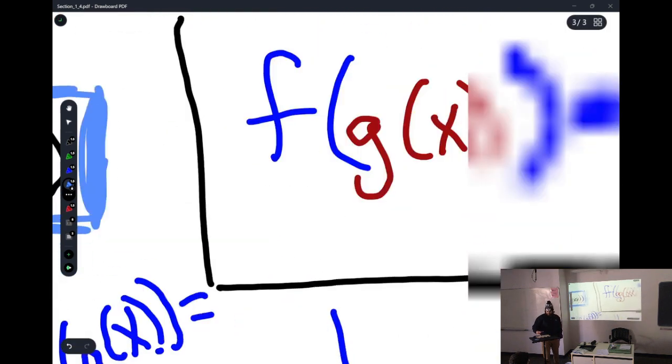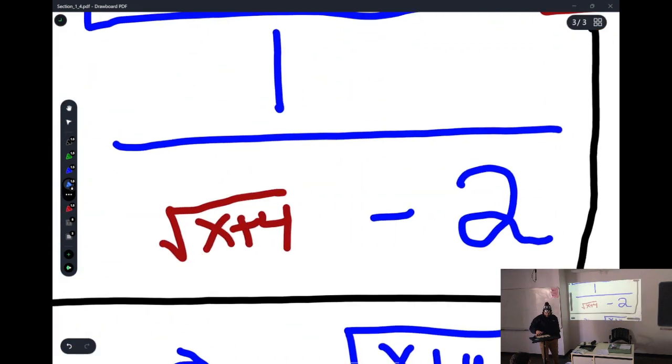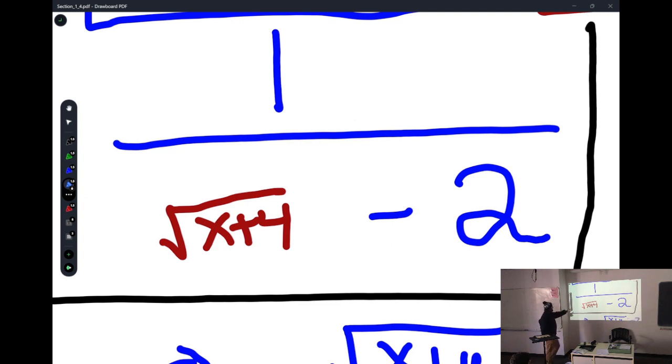Well, let's look at our function. Is 2 allowed to be plugged in? 2 plus 4 is 6. Can you root 6? I can't, but it's allowed. It's not negative. Minus 2, number. 1, number.